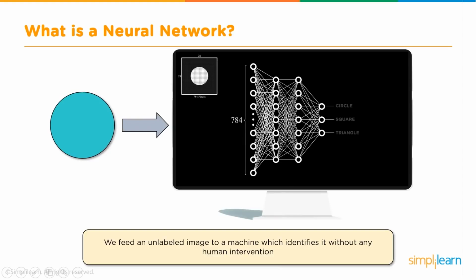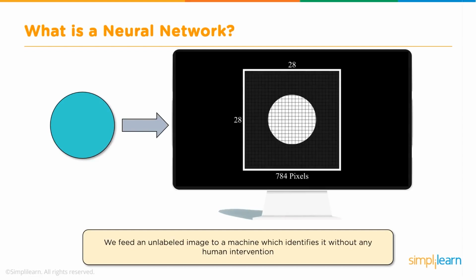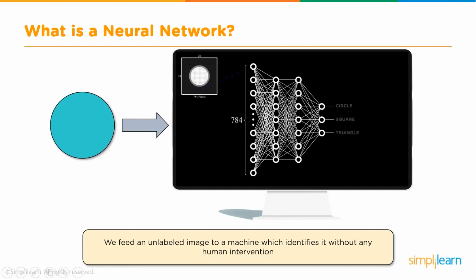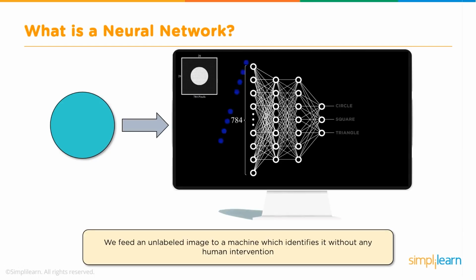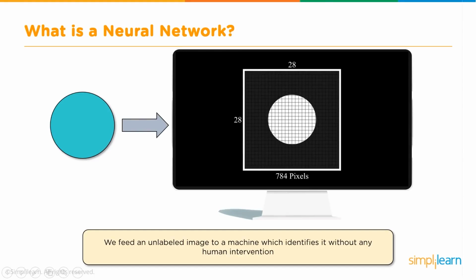So as we dig deeper into looking at the theory behind the neural network, we kind of flip back and forth between these because there are two huge aspects of it. One is from the outside, what are you seeing, and the other is what's going on from the inside, so you can fine-tune to do what you need to do and give the best results you can. And we start off with what do we feed? We feed an unlabeled image to a machine which identifies it without any human intervention.